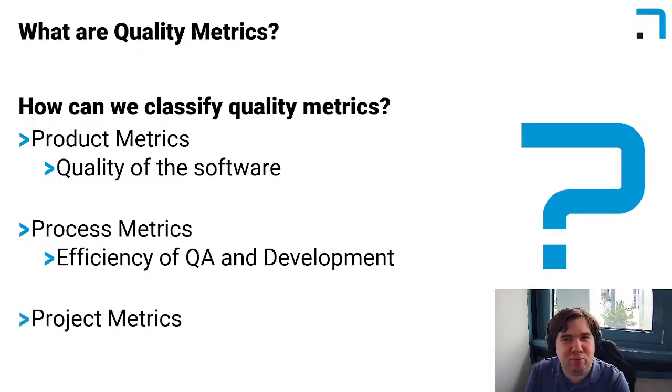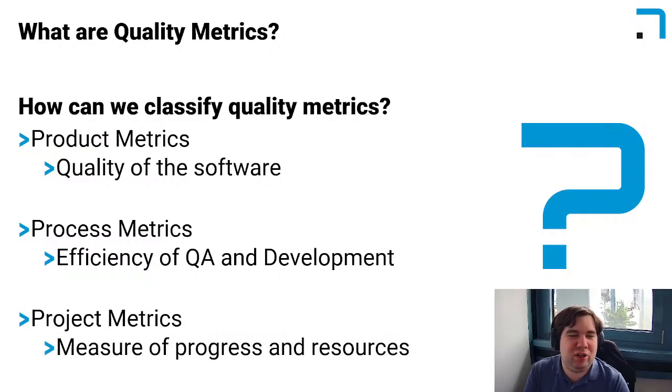And finally, we have project metrics. Project metrics is sort of the easiest one to understand because it's more about measuring progress and resources used in projects. So we'll talk about some of these quality metrics later on, but right now, let's just keep an idea of these three kinds of quality metrics. So product, process, and project.